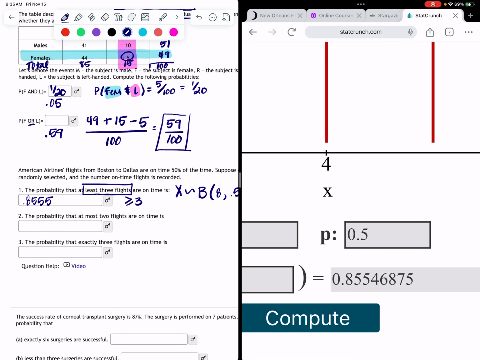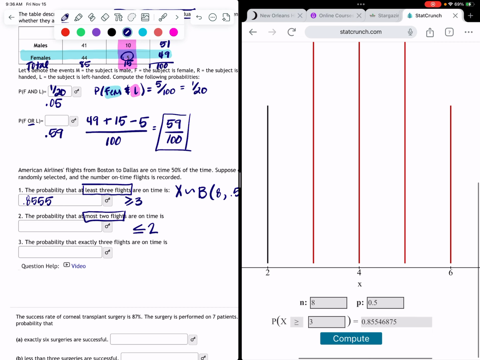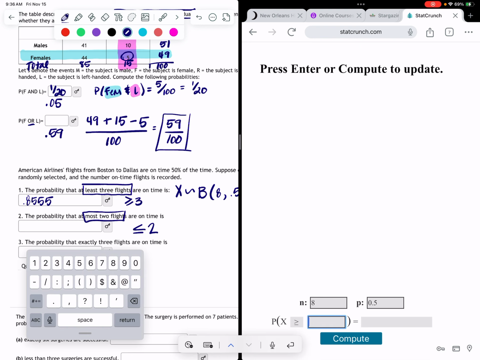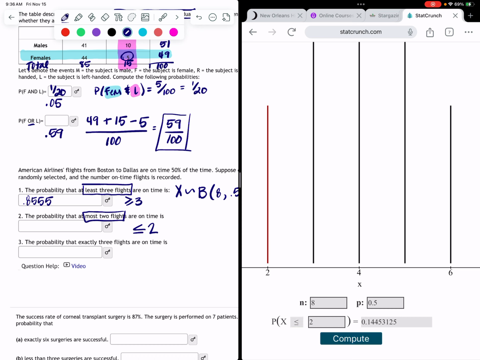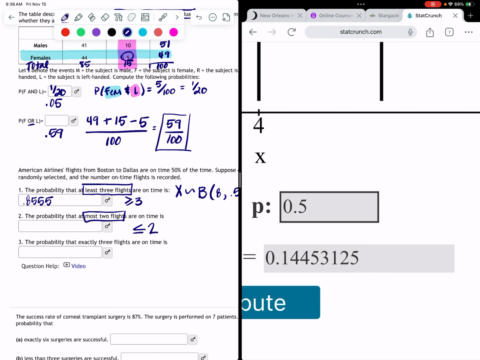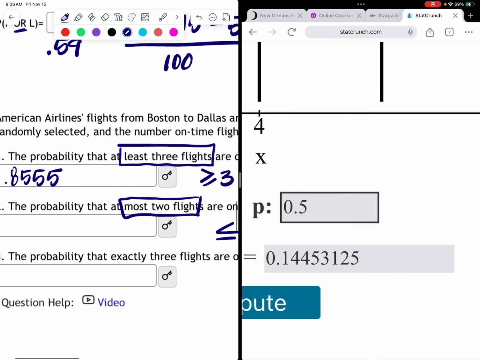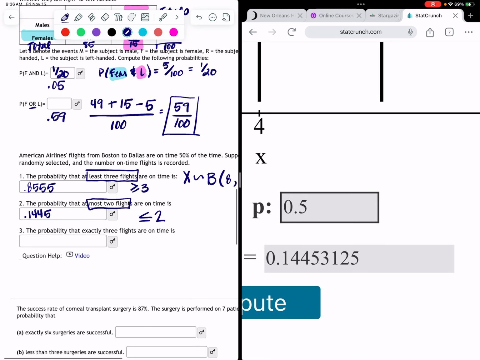So now I want the probability that at most 2. At most is less than or equal to 2. Make sure you change the inequality sign. So the probability that at most 2 flights are on time is that guy right there.